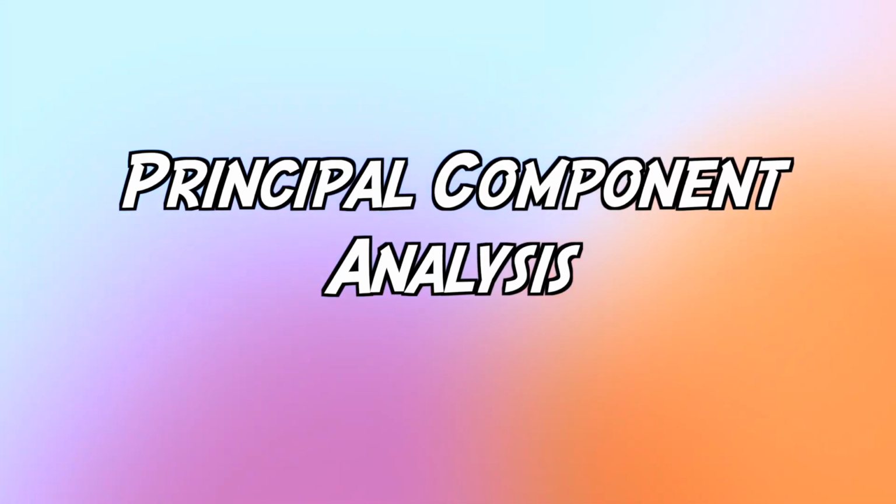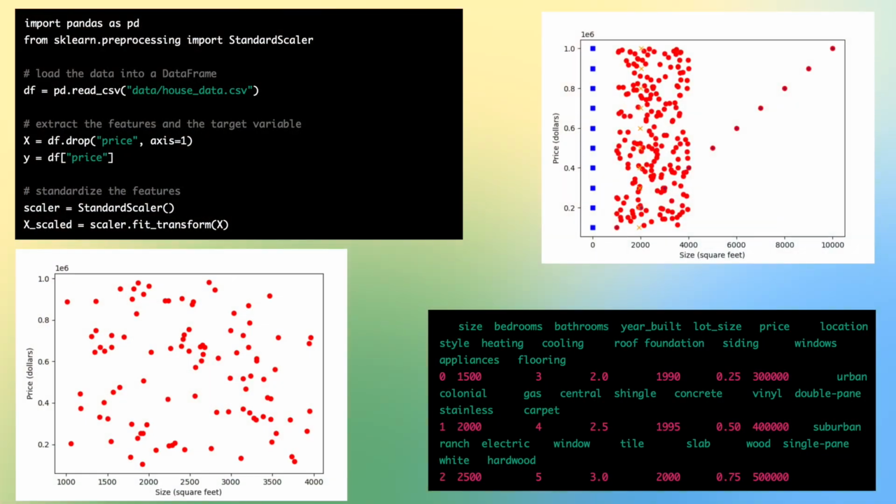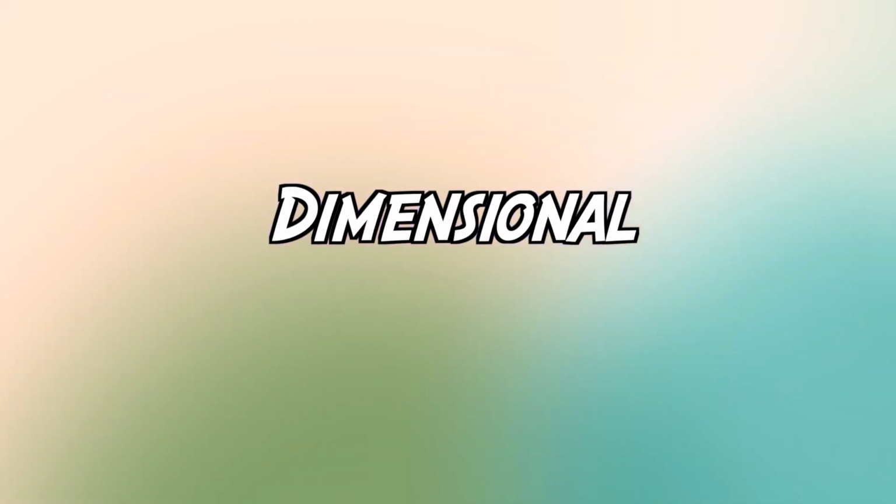There's a powerful technique in data science called principal component analysis, or PCA. We're going to learn how to use it with some code samples. But first, what is PCA and why do we need it? Well, to answer that, we need to talk about dimensional reduction.